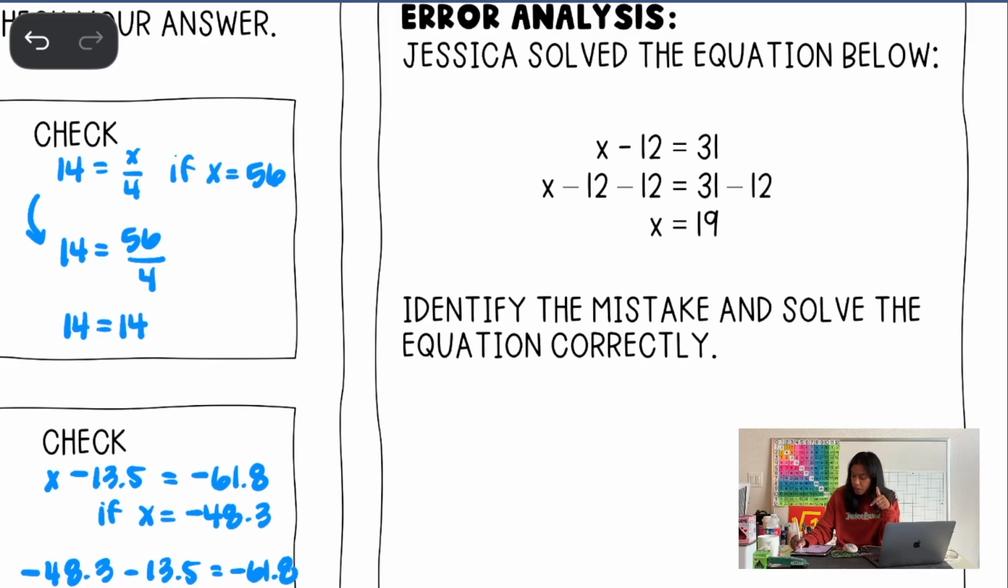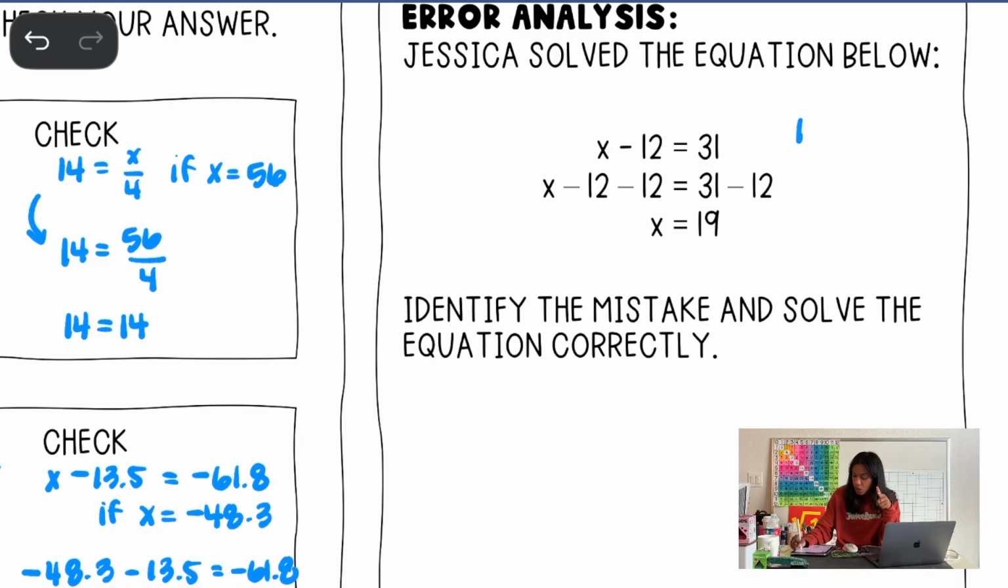So let's try this. X equals 19, then we should have 19 minus 12 equals 31. 19 minus 12 is actually 7. 7 does not equal 31. So we do know that she made a mistake somewhere. So it's not the correct answer. I want to identify her mistake. Let's take a look. So we have x minus 12 equals 31.